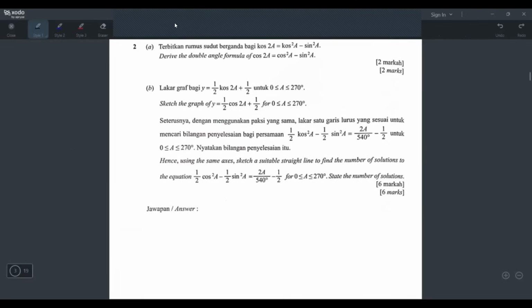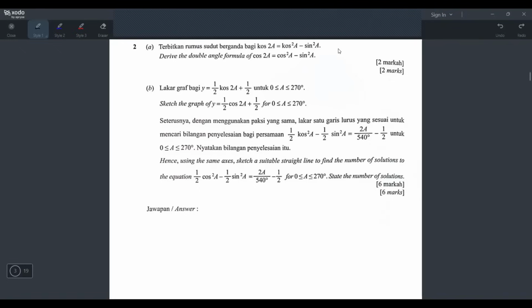Okay, let's do number 2 now. Number 2 says derive the double angle formula for cos 2a equals cos square minus sine square. This is the double angle formula and they want me to derive. Derive means prove, okay? This one you have to use formulas to derive, okay?